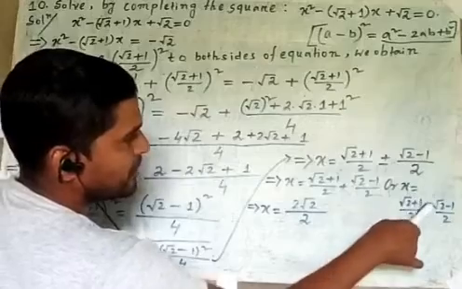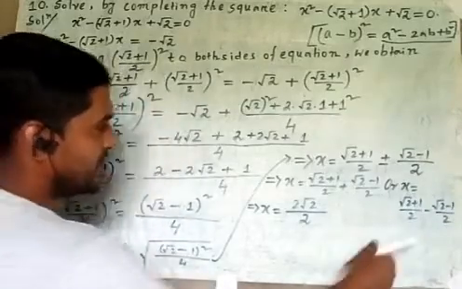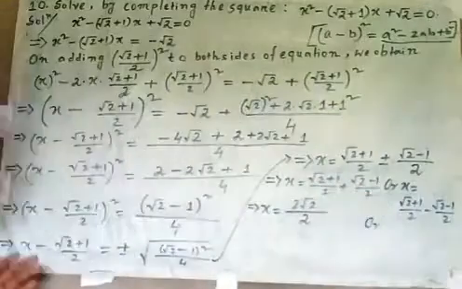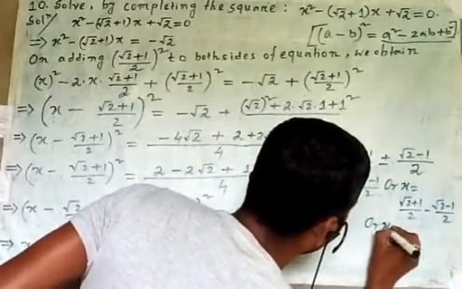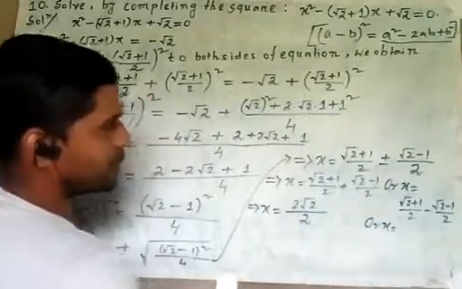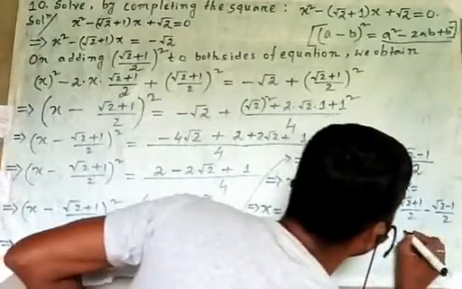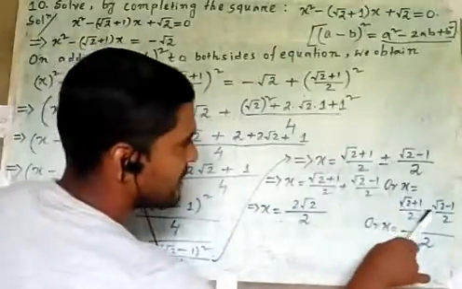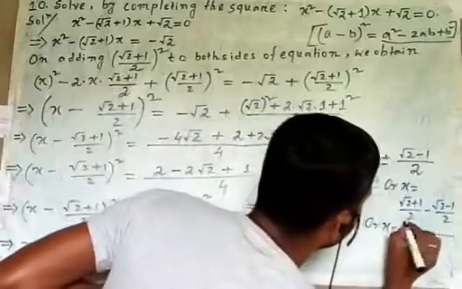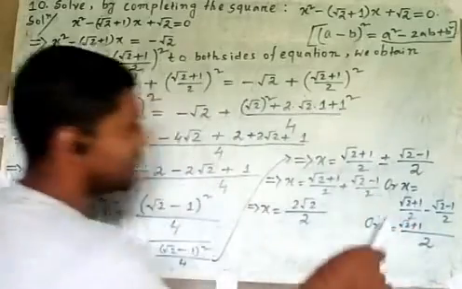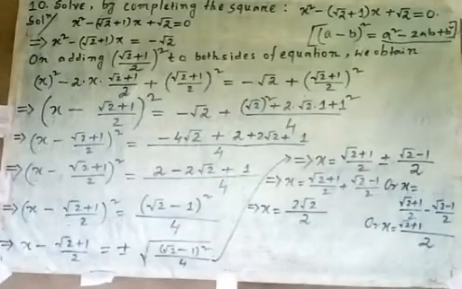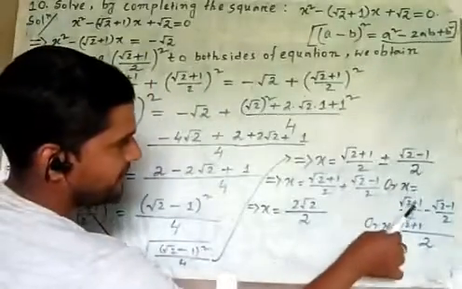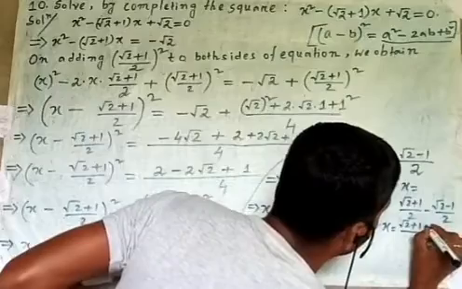Or x equal to root 2 plus 1 by 2 minus root 2 minus 1 by 2. In this case, what we can see, x equal to, look, both denominators are same, so we can write 2 here. Then what we have to do? Root 2 plus 1 minus root 2 minus 1. So root 2 plus 1 is root 2 plus 1. This is the first part. Now what is the symbol? Minus. So we will give minus there.